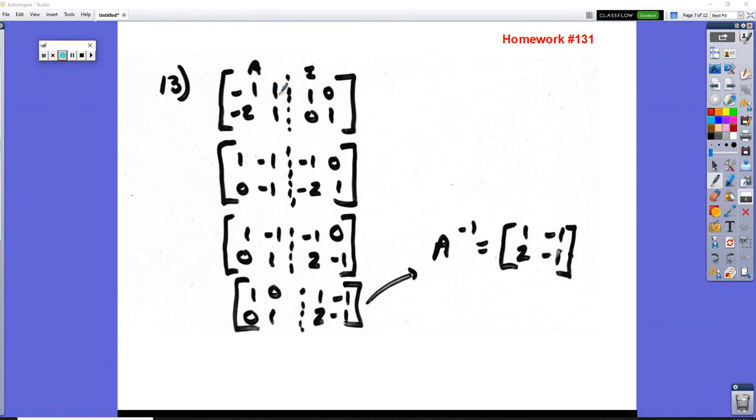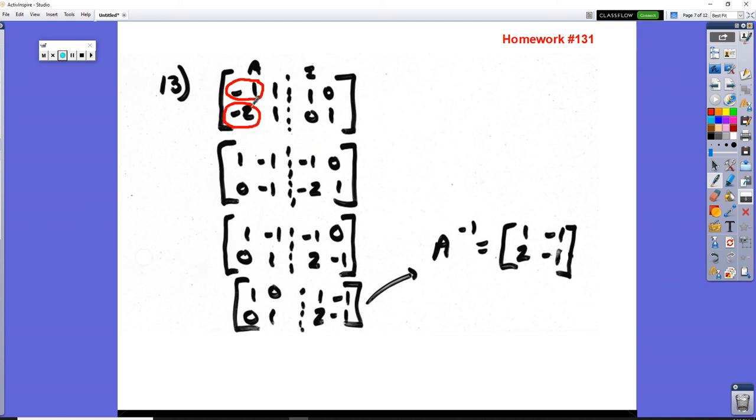Here's the solution for problem 13. Again, this was the matrix they gave you. Matrix A was -1, 1, -2, 1, and it is square. So I'm going to attach an identity matrix of equal size next to it. I'm going to start to go through the Gauss-Jordan elimination process. So the first thing that needs to happen is this spot needs to turn into a 1. So I negated everything in the top row. That gives me a new top row of 1, -1, -1, 0.